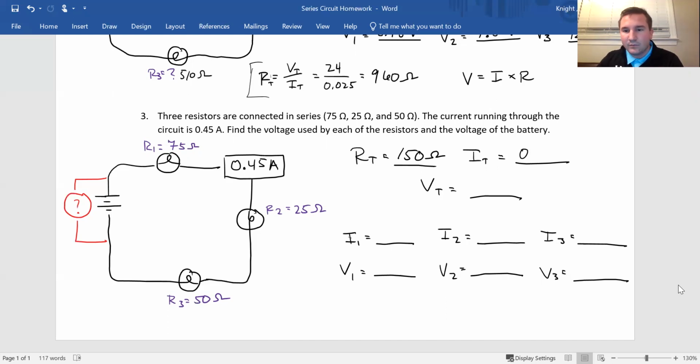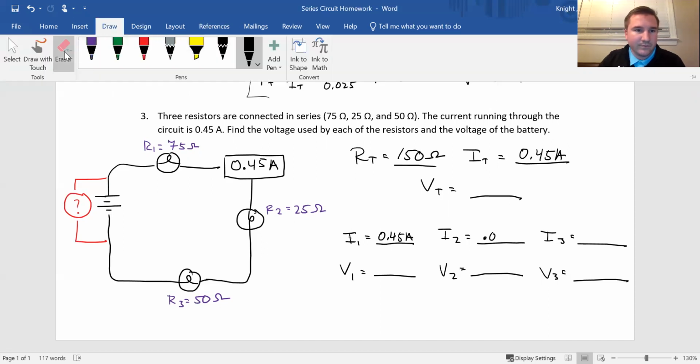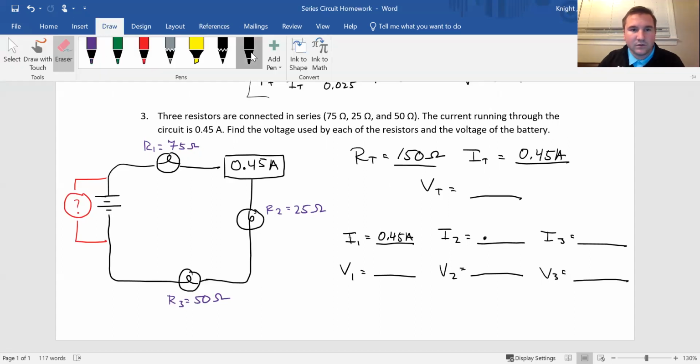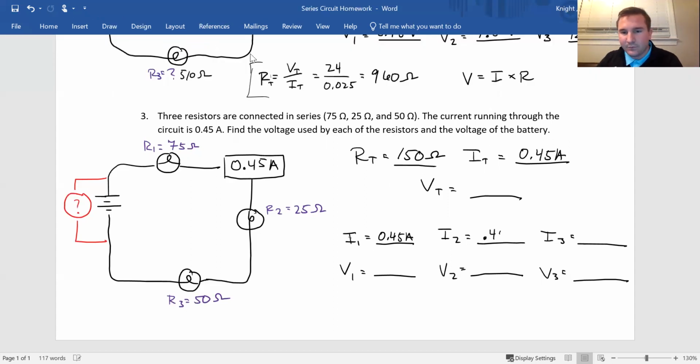So 0.45, 0.45, 0.45. Oops. Erase. 0.45, 0.45. All right, so there's all my currents.